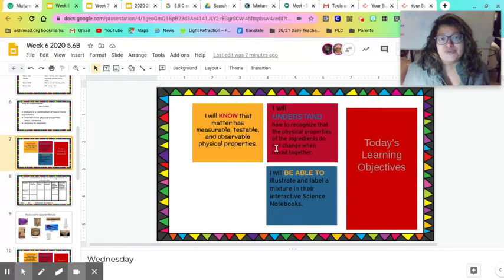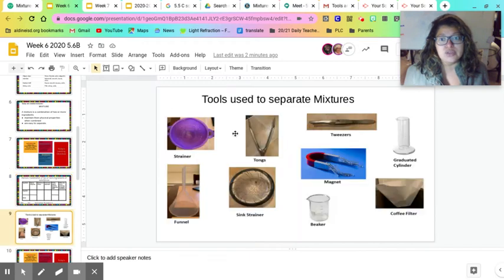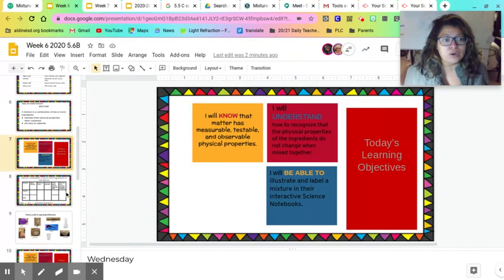Our objectives: we know that matter has measurable, testable, and observable physical properties. We will understand how to recognize that the physical properties of the ingredients do not change when mixed together, and we'll be able to illustrate and label mixtures in our interactive notebook. So this chart will be in your journal.